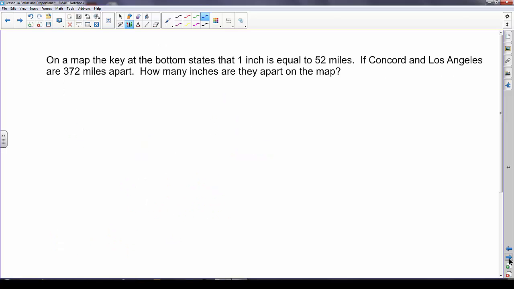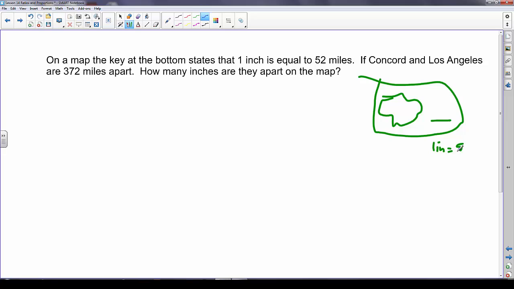Next, we got a key on a map that states 1 inch is equal to 52 miles. So if you've ever seen a map, here's a map. There's always this little slide down here, and it says something like 1 inch equals 52 miles. So what that means is that's really a proportion. It's a rate almost, but it's comparing one unit to another. So if I know that 1 inch is equal to 52 miles, then that's going to be proportional to every measurement on that map.